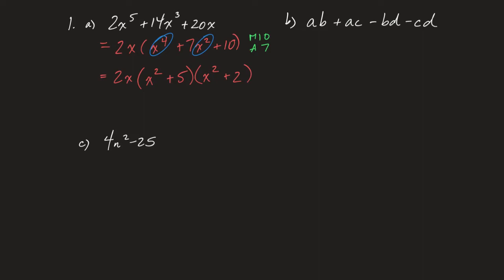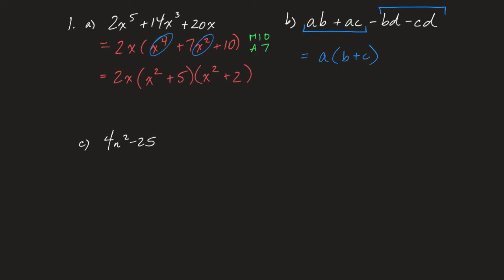B, I've got 4 terms in my expression. First thing I always look for is a common factor, and I notice that there is not a common factor in all 4 terms. So my next option might be, let's see if I can factor it by grouping. So if I try grouping 2 and 2, then I do notice that I have a common factor of a in the first 2 terms.